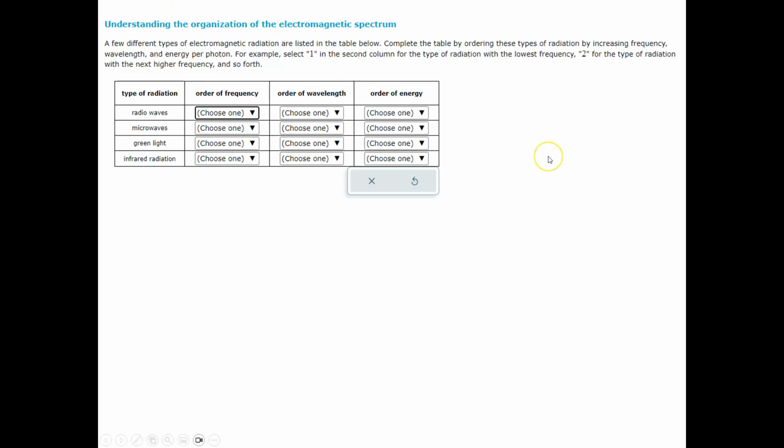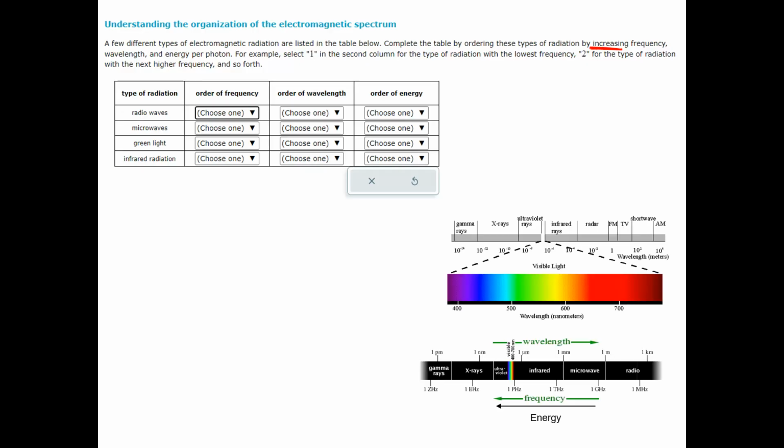Complete the table by ordering these types of radiation by increasing frequency, wavelength, and energy per photon. So we're going to order by increasing. So that means that number 1 is going to have the lowest value, and number 4 will have the highest value. Okay, so let's begin by just grabbing a copy of the electromagnetic spectrum so we don't get confused.